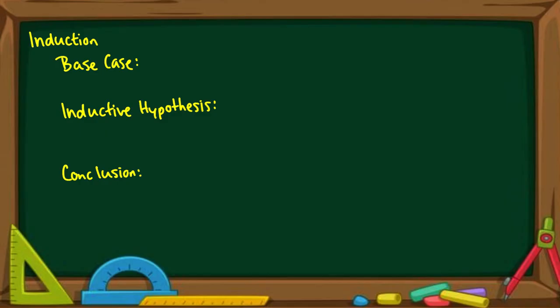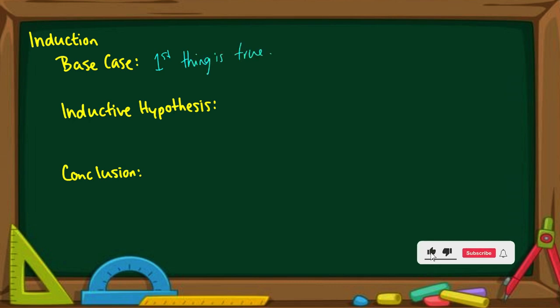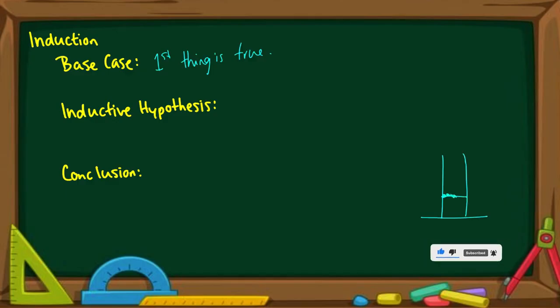So what is induction? Well, induction has three main steps. It has a base case, which is basically that this first thing is true, and I will compare this to going up a ladder. So suppose you have the beginning of a ladder, and you want to make sure that there is a first step on the ladder. So this first step going up is the base case.